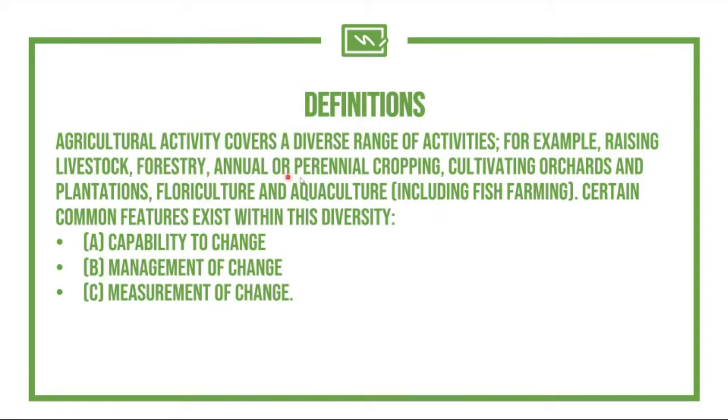We have annual or perennial cropping. Okay, so basically you are planting the crops for it to be eventually harvested. We have cultivating orchards and plantations. Floriculture, or basically here in the Cordillera areas, there are a lot who are planting flowering plants, basically to harvest the plants and sell them, or to harvest the flowers and then sell them. And we have aquaculture, also known as fish farming.